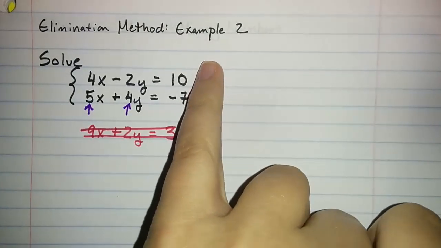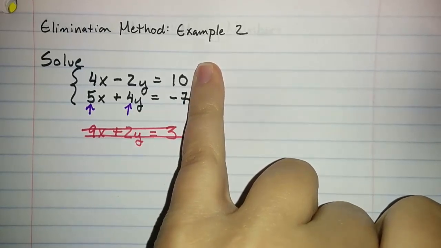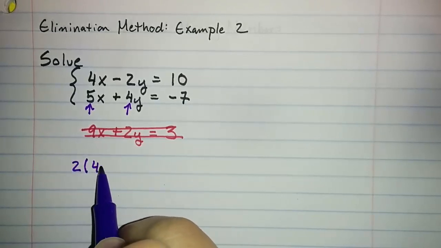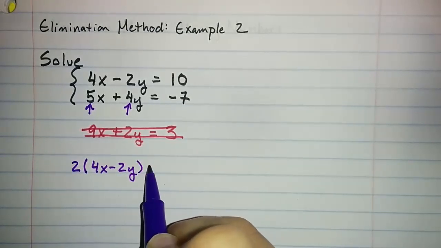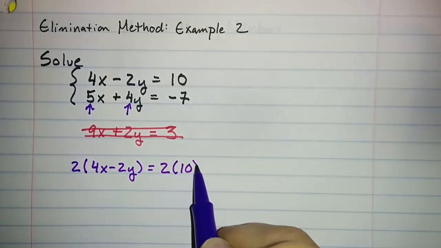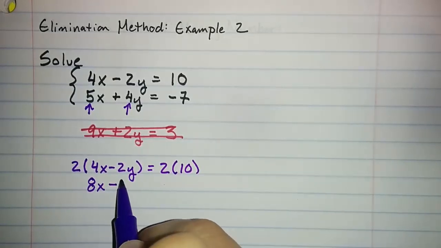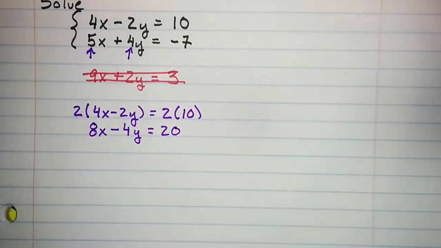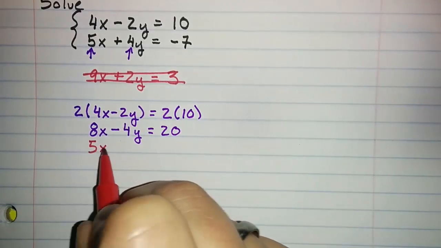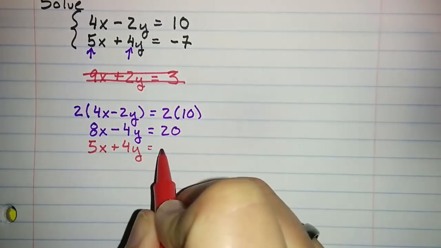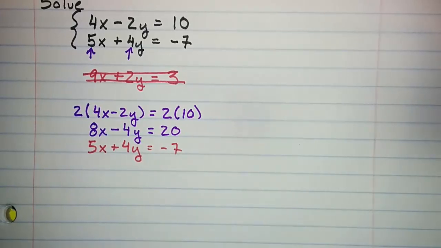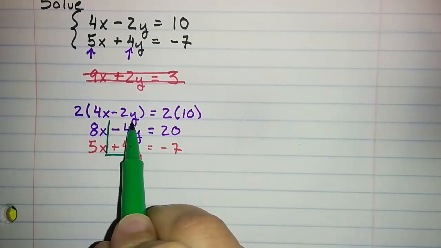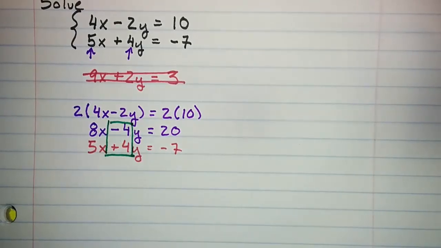I could multiply both sides of this equation by the number 2. So I would get 2 times 4x minus 2y equals 2 times 10. 8x minus 4y equals 20. Now I'm going to copy the other equation below that. 5x plus 4y equals negative 7. And now you can see that the coefficients of y do that nice thing that they need.